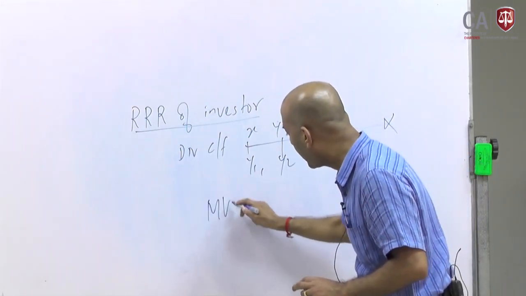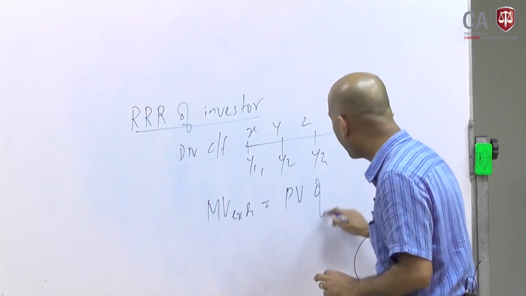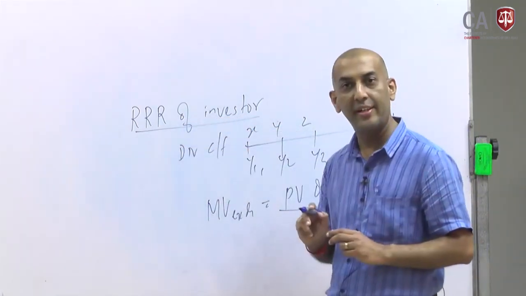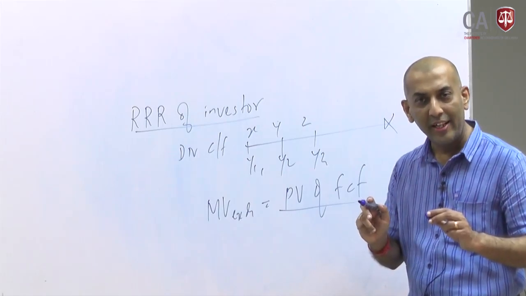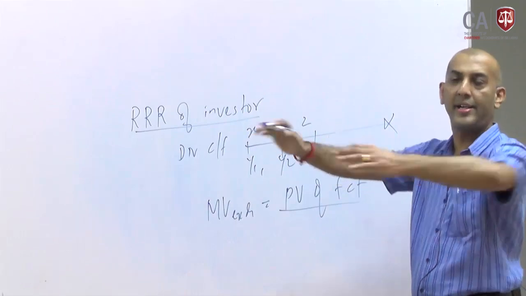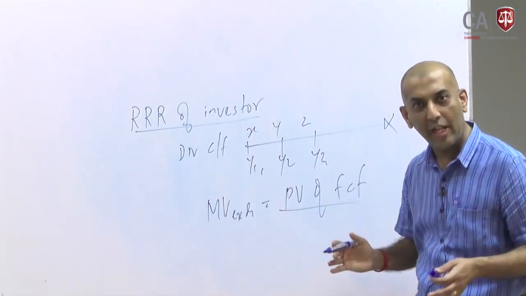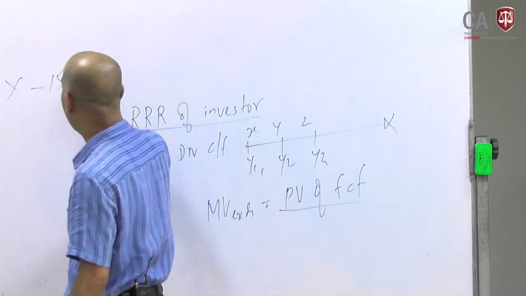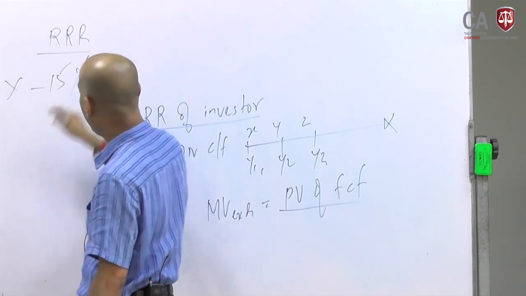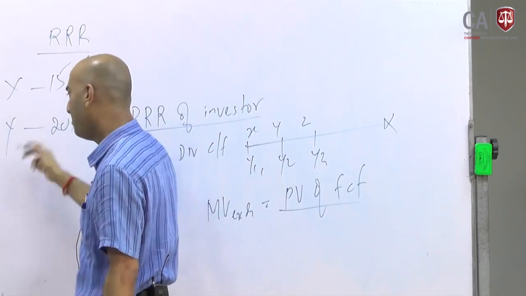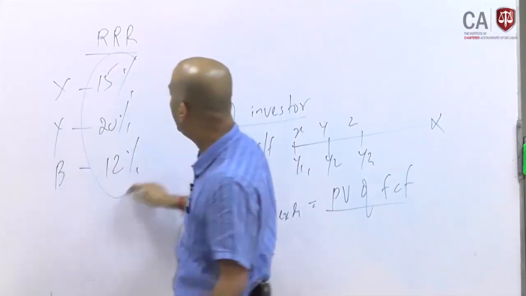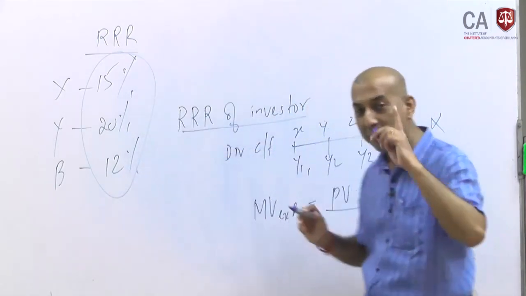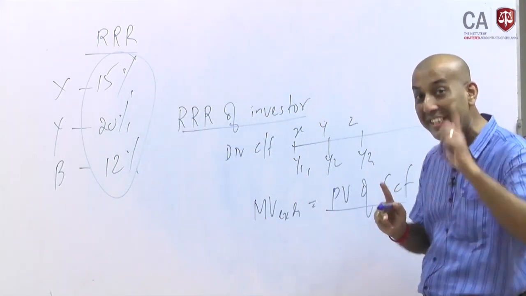So what is your basis? Market value equals the present value of future cash flows. In order to calculate present value, you are using the required rate of return of the investor. Is the required rate of return the same for all investors? In the stock market, there will be thousands of investors. Are all thousands of investors going to have the same return requirement? No. X will have a required rate of return of 15%, Y a required rate of return of 20%, and maybe B will require 12%. Same cash flows, but the required rate of return differs. So please be aware, the required rate of return decides the value of the company.